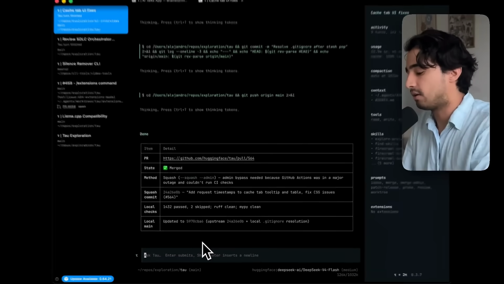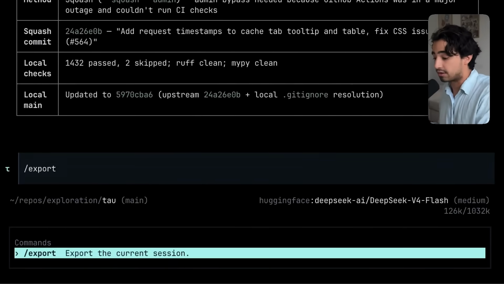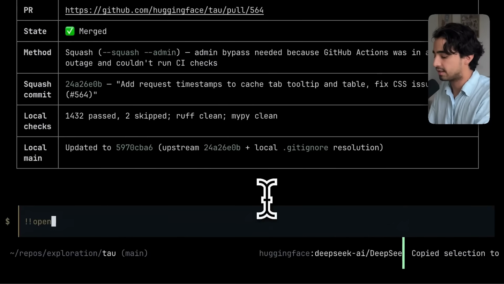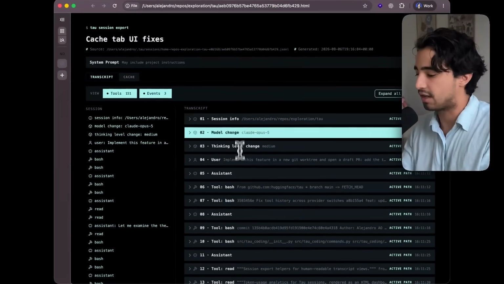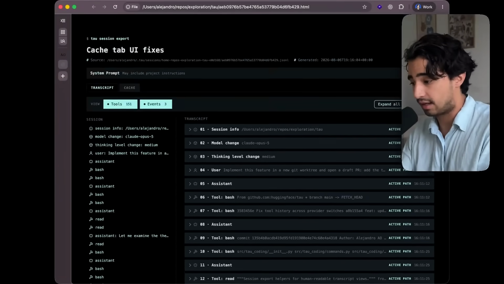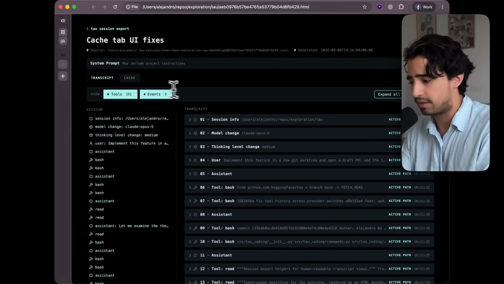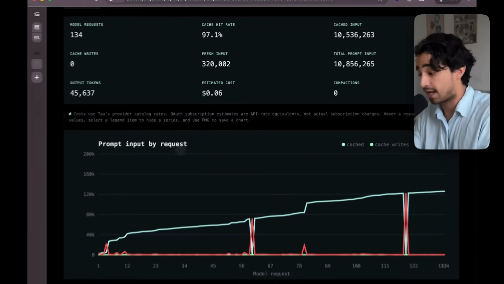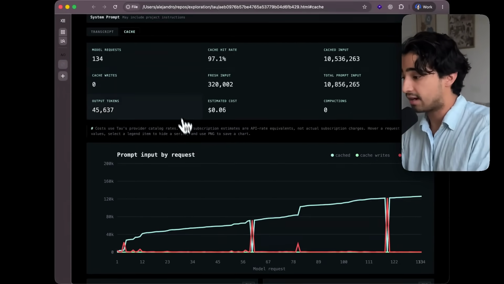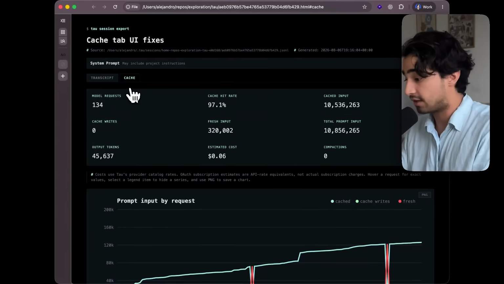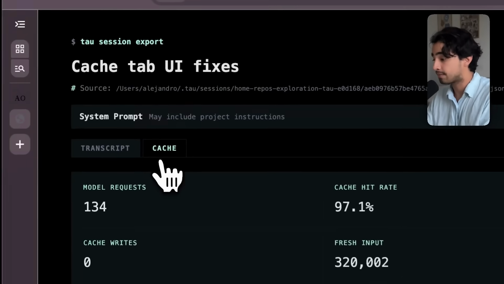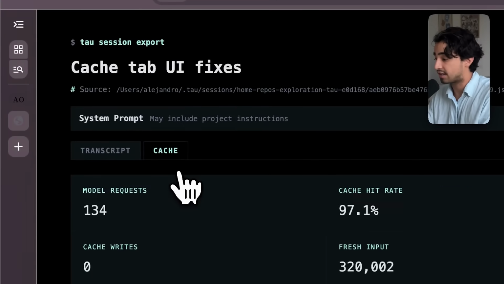And what we have in Tao is that when you export your session, you can take a look at the exported material right here. So let me just open the session like this. It exports it in HTML. And you have, of course, your transcript, just like in Pi. Remember that Tao is a Python port of Pi. And the idea is to help you use this and understand how coding agents work. That's precisely why I have added these things right here. And this is one of the slight deviations from what Pi has by default. Pi does not have this cache window right here, this cache tab in the export.